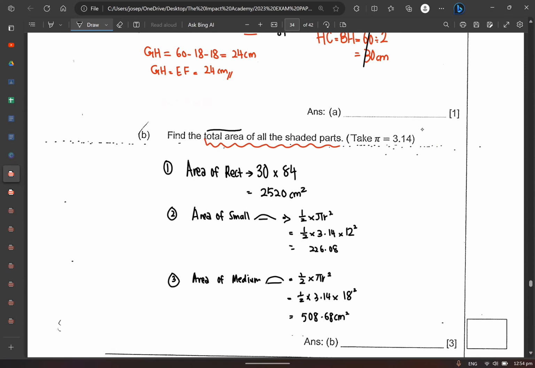And finally, they want us to find the total area. That is number 4, the area of the shaded parts. For the area of the shaded parts, we just have to do 2520 minus this 226.08 minus 508.68. When I do that, I get an answer of 1785.24 centimeters square. Therefore, this is my answer for a question like this.